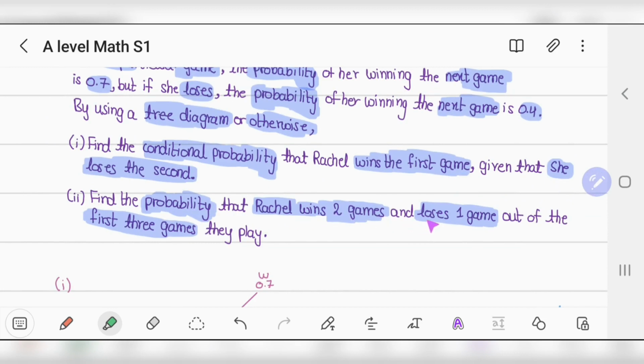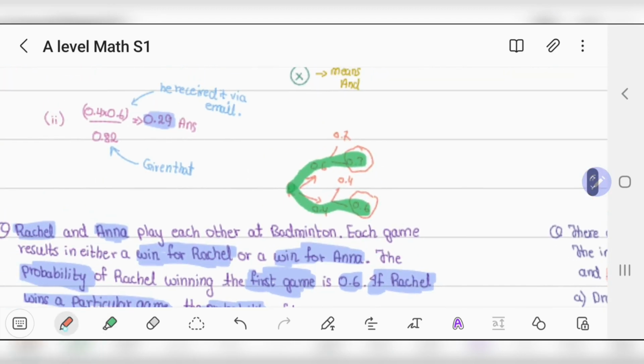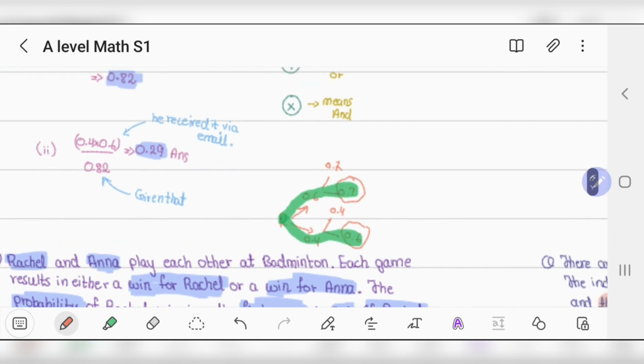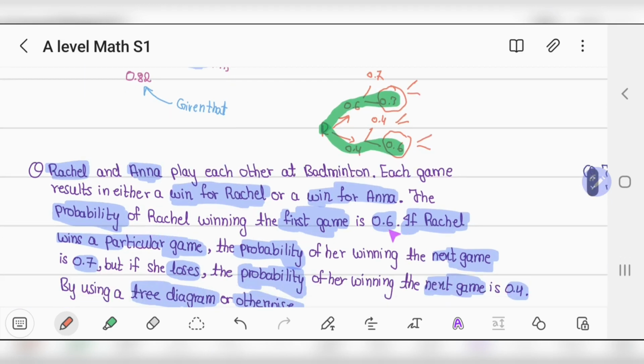Okay, so that's part 1, and part 2 is find the probability that Rachel wins 2 games and loses 1 game out of the first 3 games they play. Okay, so they have extended the game, right? So we're going to just do more of these. She won the game, and the probability of winning the next game, if Rachel wins a particular game, is 0.7.